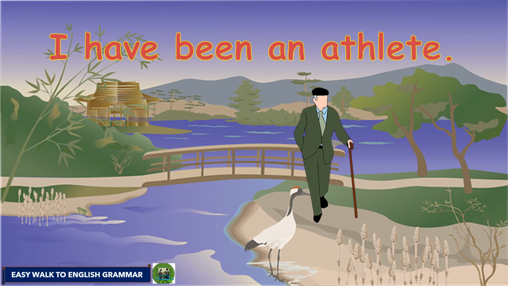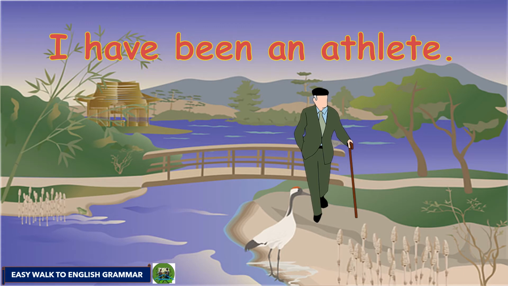He has been an athlete. Nobody can deny it. When he was young, he was an athlete. And that sentence has an importance or relevance even in the present situation. In order to project that importance or relevance of something that happened in the past, we can use "have been". I have been an athlete.